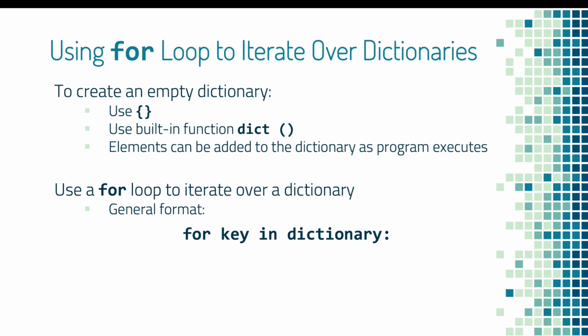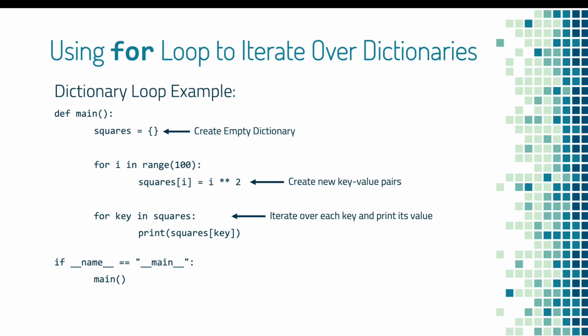So we can do for key in dictionary, and it will go through and iterate over each of the different keys in the dictionary. Right here, if I say for i in range of 100, we obviously know what that does. The range function goes from 0 to 99. And I'm going to create new key value pairs where every key in this dictionary is associated with the square of its value, which is stored as the value. If I want to print those all out, I can do for key in squares, and print squares of key, just like that.